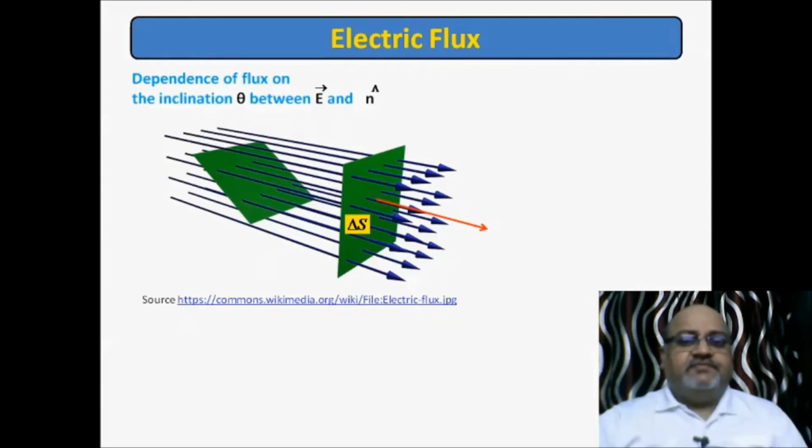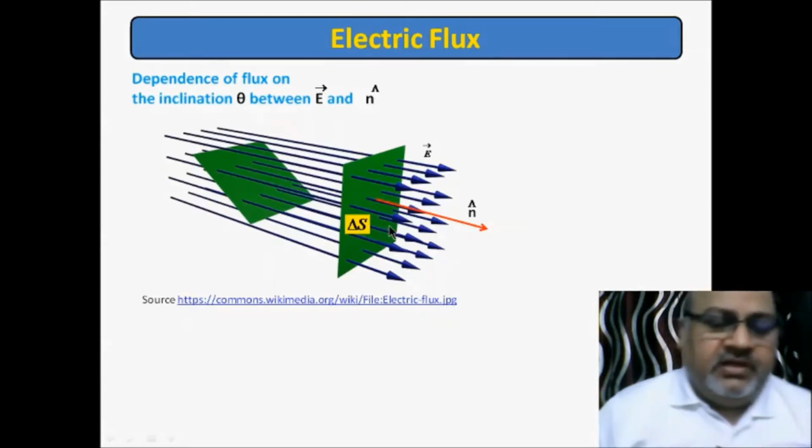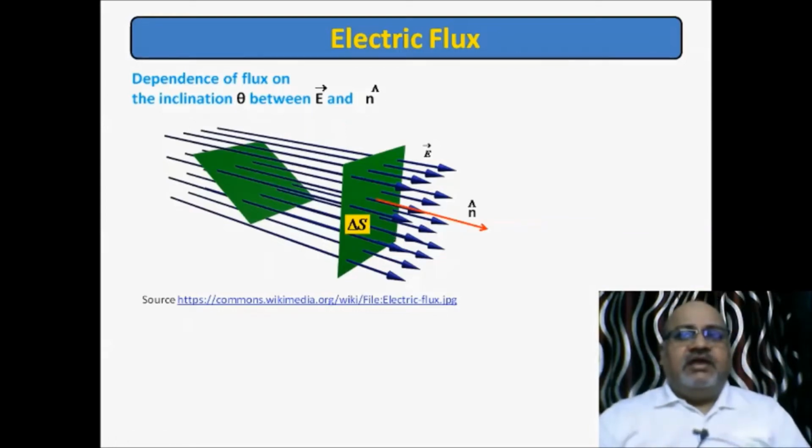Delta S is the area element and this red arrow is the perpendicular drawn on the surface. N cap is the unit vector along the perpendicular. If we multiply this n cap with delta S, we will get area vector. E is the intensity of electric field. So let us understand this first case. Here theta is 0. Theta is angle between electric field and the area vector, or say n cap. Both are in same direction, theta is 0.